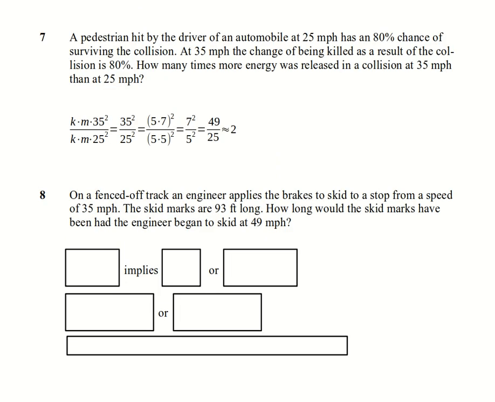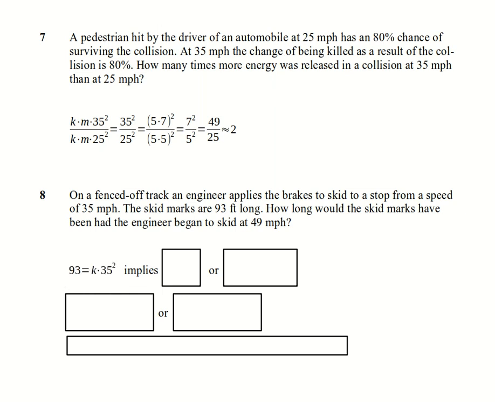Our last question gets us all the way there. It says, on a fenced-off track, an engineer applies the brakes to skid to a stop from a speed of 35 miles per hour. So we've got our velocity. The skid marks are 93 feet long. The next sentence is a question, so we use that first pair of sentences to get K, and then using K, we want to figure out how long the skid marks would have been had the engineer begun to skid at 49 miles per hour. Now, notice here that we're, again, assuming the two vehicles, or the same vehicle, so the mass is the same, and of course the K is the same for both of these.